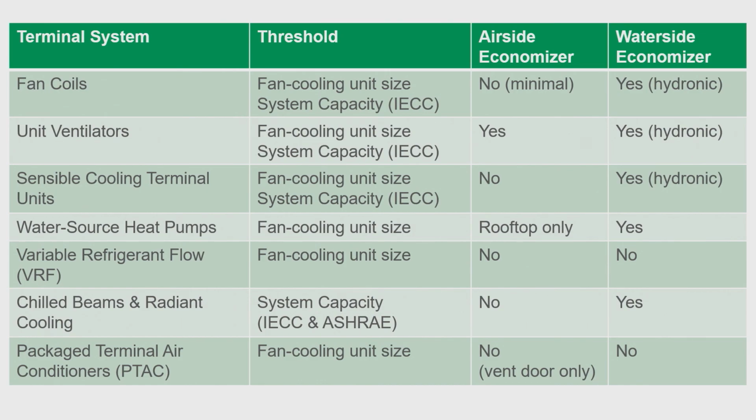Okay, we've covered a lot of terminal systems today, so let's briefly summarize the requirement thresholds and economizer options for each. As we can see, most of the chilled water terminal systems have a system capacity requirement, but there are waterside economizer options for each of these. We can also see that small DX equipment, VRF and PTACs in particular, have limited to no economizing options, but they also benefit from the fan cooling unit size or part load efficiency exceptions to the requirement for an economizer.